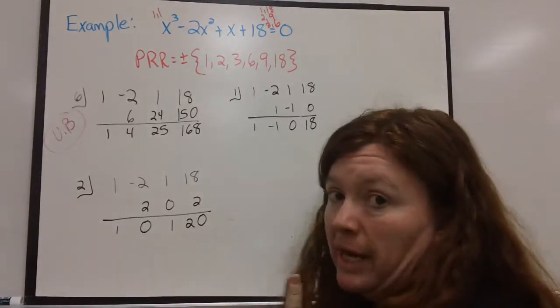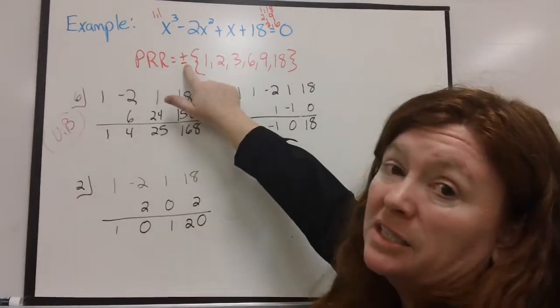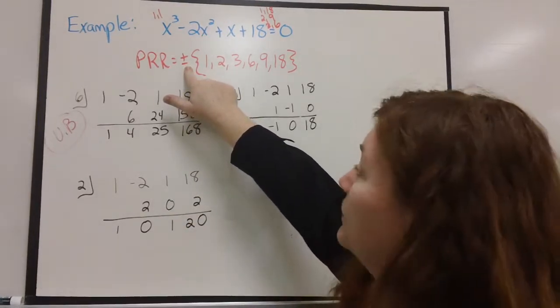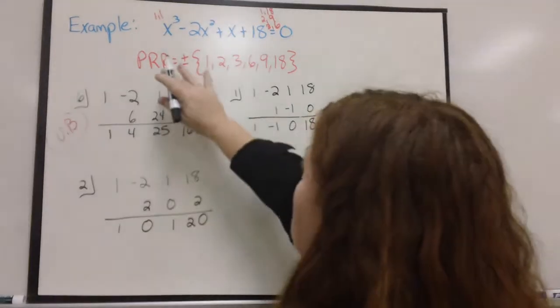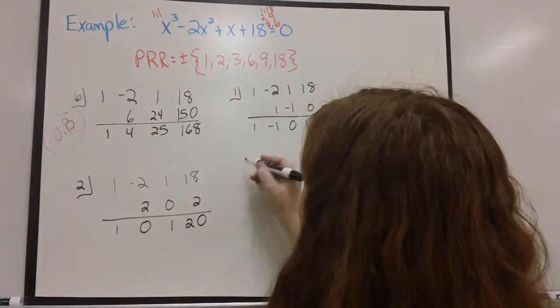Actually, I have not run out of them, because I've tried all the positives. Now I have to try the negatives. So I'll skip negative 1 and go to negative 2.